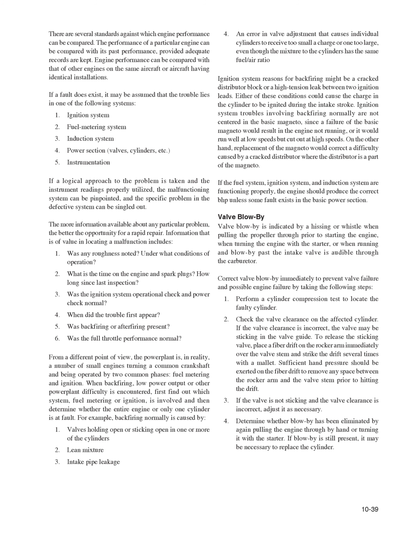From a different point of view, the power plant is, in reality, a number of small engines turning a common crankshaft and being operated by two common phases: fuel metering and ignition. When backfiring, low power output or other power plant difficulty is encountered, first find out which system, fuel metering or ignition, is involved and then determine whether the entire engine or only one cylinder is at fault.